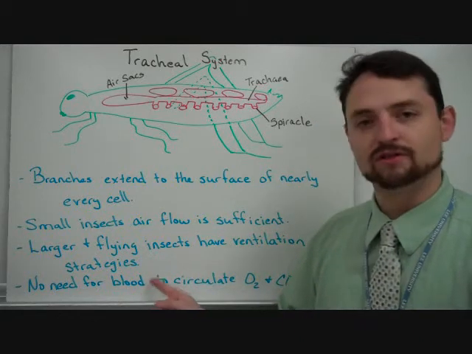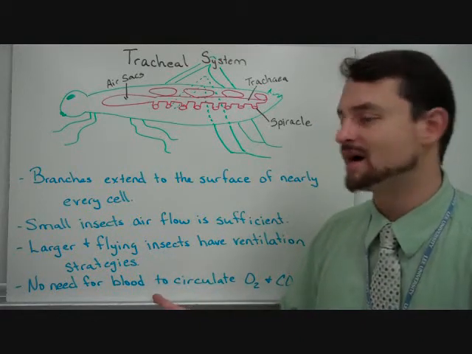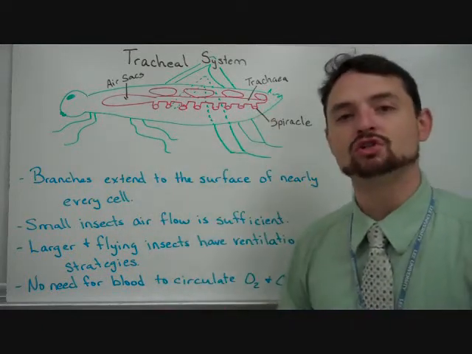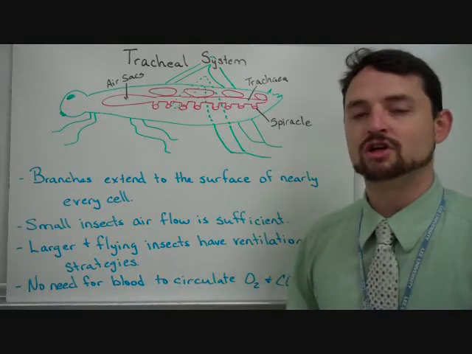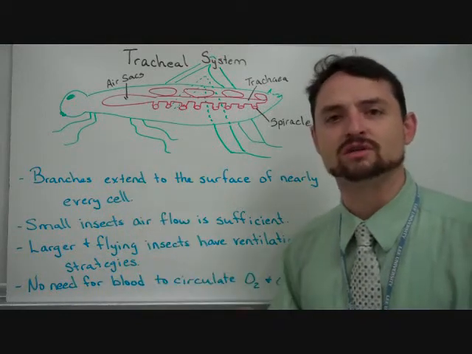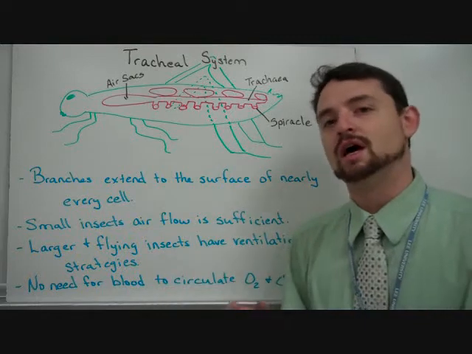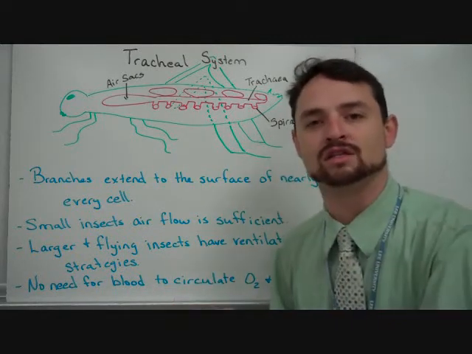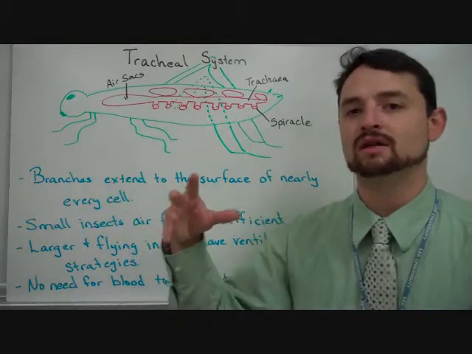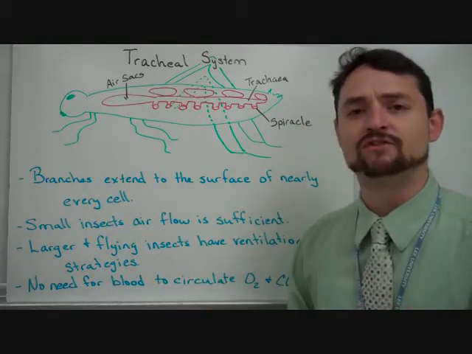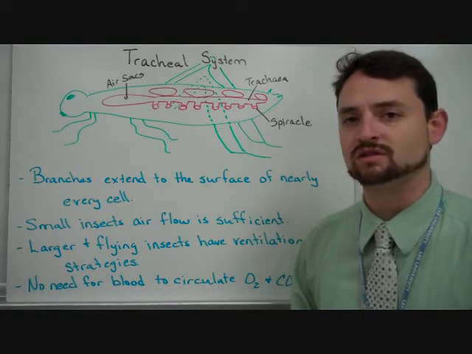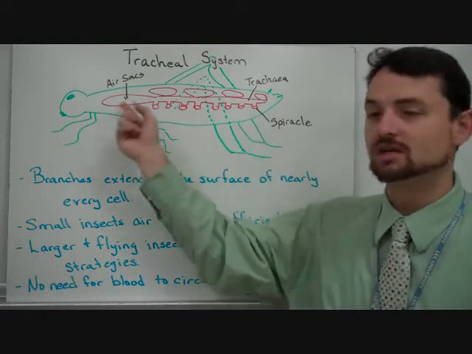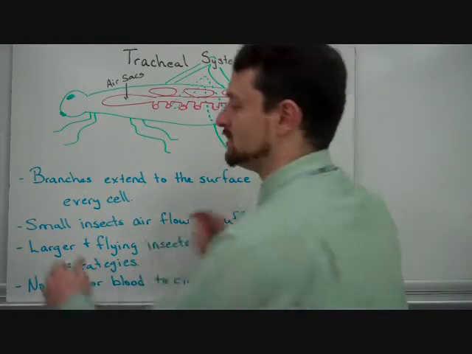There is no need for the blood to circulate the oxygen and carbon dioxide in these, because you can see that tracheal system pretty much goes to all parts of the insect's body. So we've talked about insects in circulation. They have an open circulation. They pump blood, this hemolymph, into these open areas, bathe the organs in nutrients, and then it's pumped back out. Well, that would be a very inefficient way to pump oxygen through a system. So they actually don't use their blood to circulate oxygen. They use this tracheal system to help circulate oxygen throughout their system.